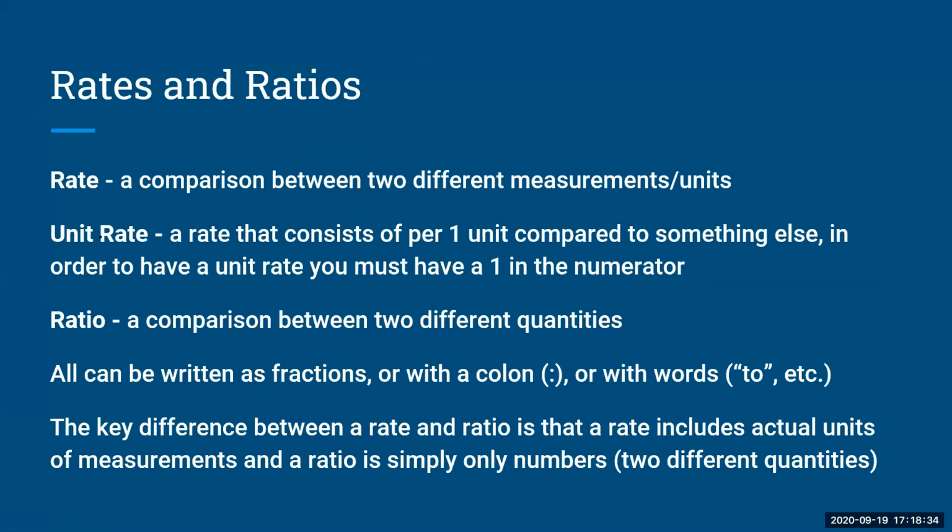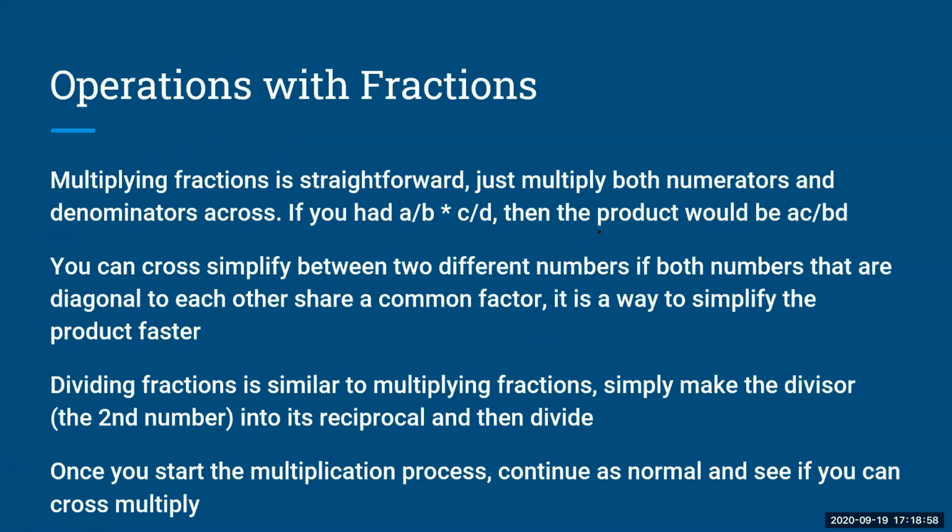Okay, so the first slide: a rate is like miles per hour, because these are two different measurements. You can measure miles, you can measure hours, and a ratio is like 4 to 3. It's just numbers, only quantities. So the key difference is that a rate includes actual units of measurement, and a ratio is simply only numbers. That's it. And then, like I said, multiplying fractions would be AC over BD. Nothing too complicated. If A and D share a common factor, then you could cross simplify. If B and C do, same thing for B and C.